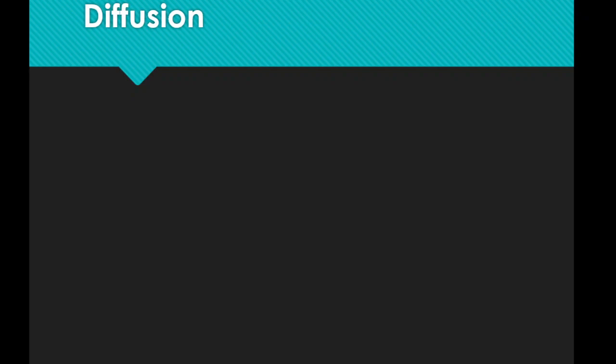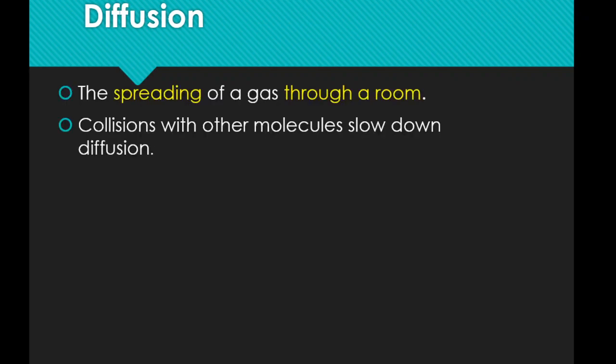Okay, I want to do a couple of definitions and reminders. I know you have gone over diffusion, if you remember it from biology, but it is the spreading of a gas through a room, so from the front to the back. It's caused by collisions with other molecules, which slow down diffusion. Basically, the molecules hit each other and they slow down. It's almost like bumper cars, right? If a bumper car hits another car, then it slows down unless you give it more energy. And we'll learn how to give them more energy as we go through this unit.